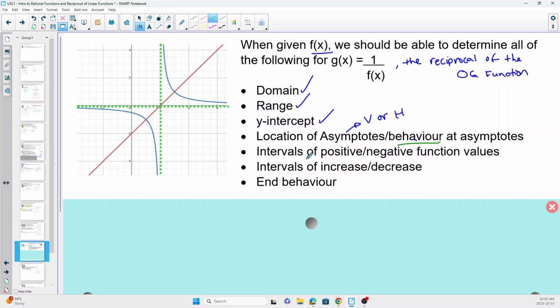We should be able to determine the intervals of positive and negative function values. So in other words, when is the reciprocal function above the x-axis, below the x-axis? And we should be able to determine the intervals of increase and decrease. When does the reciprocal function have a positive rate of change versus a negative rate of change? As well as the end behavior, but we kind of already know the end behavior once we've investigated the behavior on either side of the asymptotes. So that's kind of a moot point when we're already looking at our asymptotes.